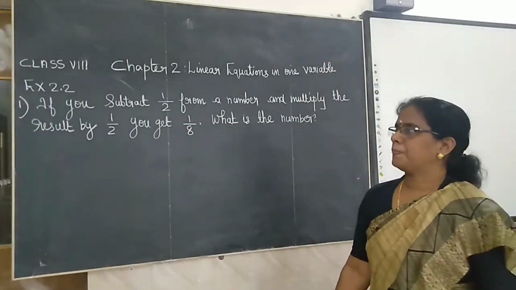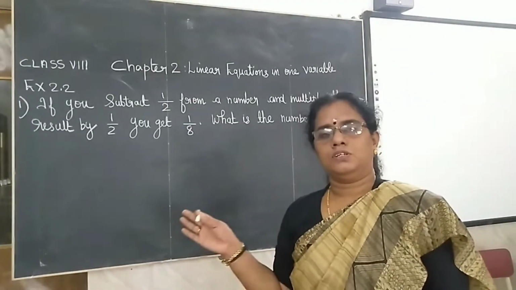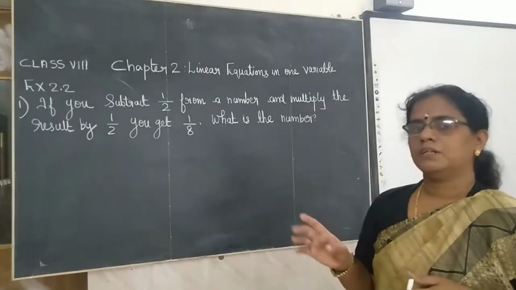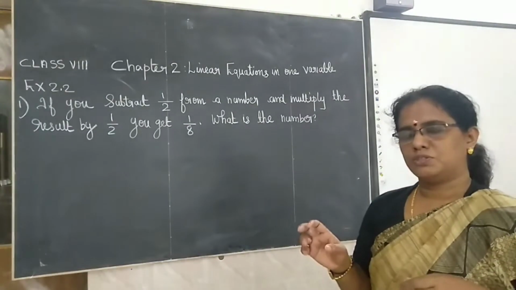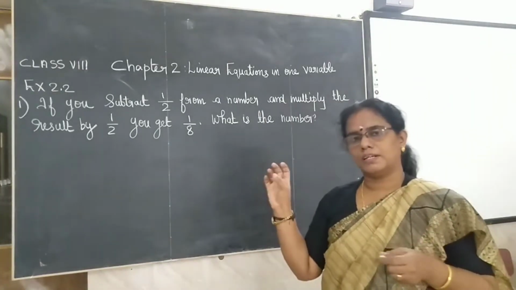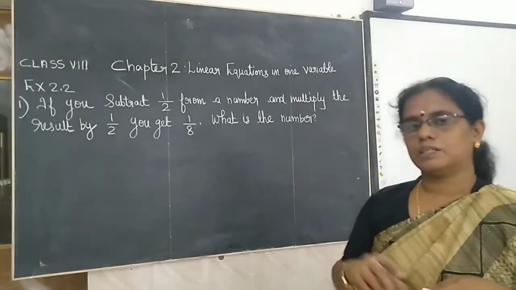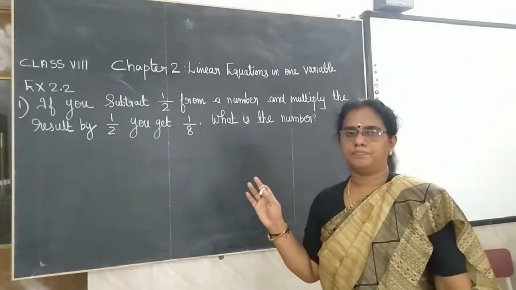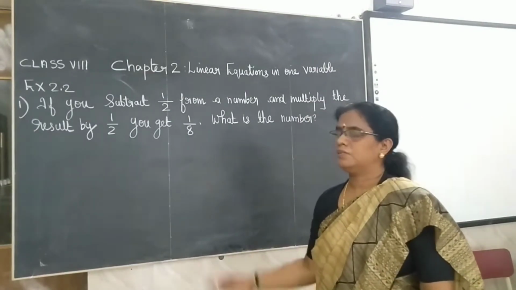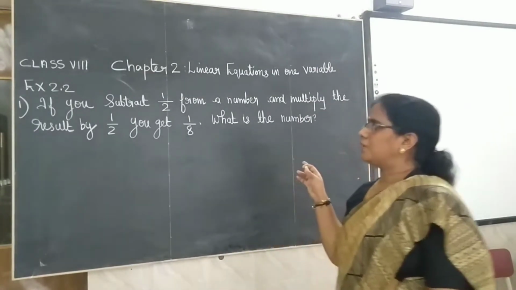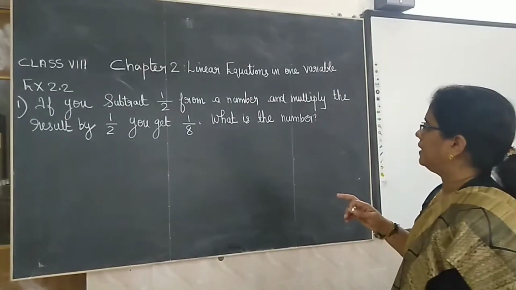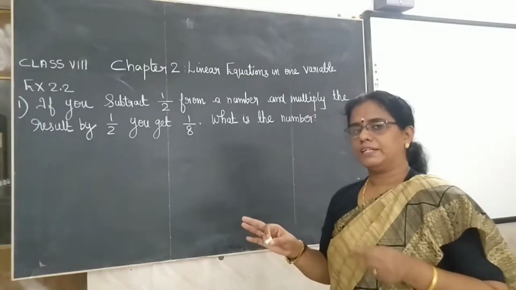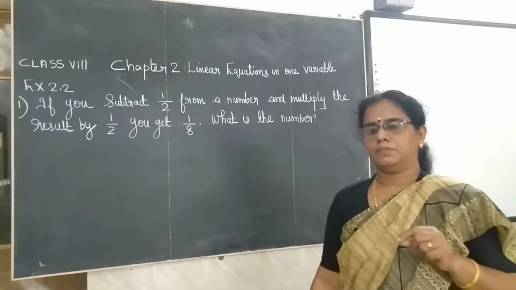Now we will discuss exercise 2.2, first question onwards. And these are word problems. First you have to write the question, the full question, don't put dots, write the full question because only 2 or 3 lines are there. So you can write the full question, then do the answering. Here first you listen, read the question carefully. If you subtract 1 by 2 from a number and multiply the result by 1 by 2, you get 1 by 8. What is the number?